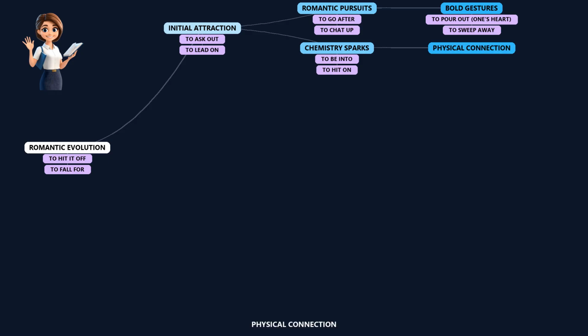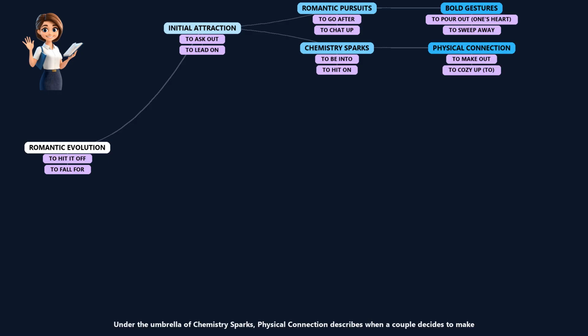Physical connection. Under the umbrella of chemistry sparks, physical connection describes when a couple decides to make out or cozy up to each other on the sofa. In other words, the two people are getting physically closer and more affectionate.